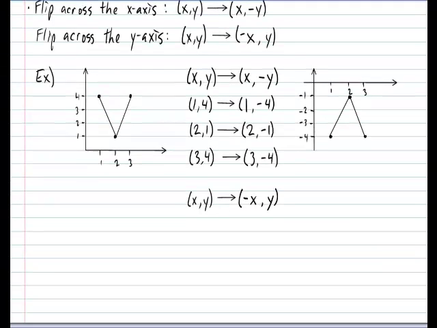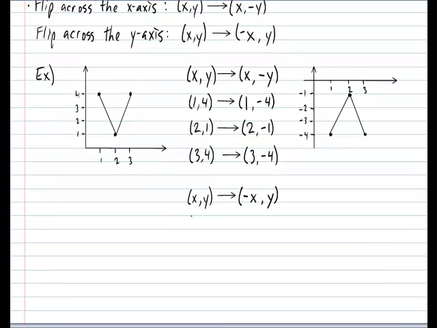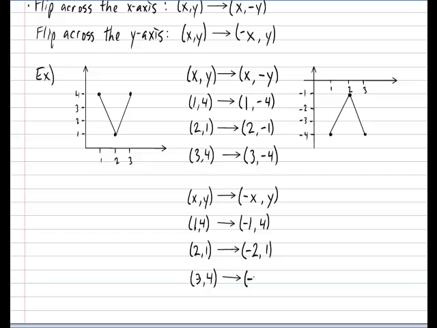So, let's do all our points one by one. Let's start with the 1 and 4. Well, the 1 and 4 is simply going to become minus 1 and 4. Next, the 2 and 1. Well, the 2 and 1 is simply going to become minus 2 and 1. And our last point, the 3 and 4, that's going to become minus 3 and 4.